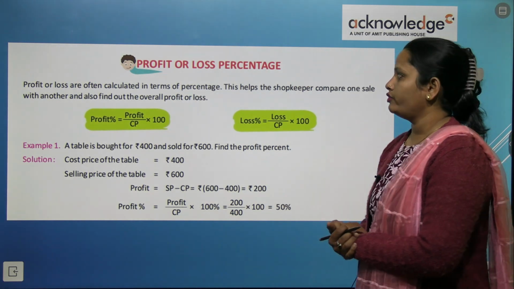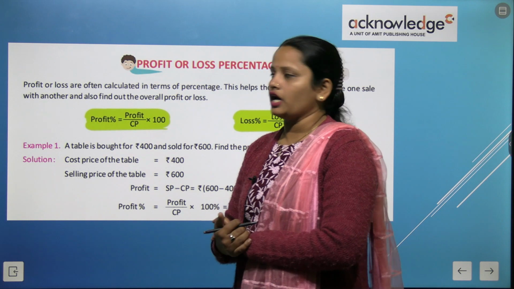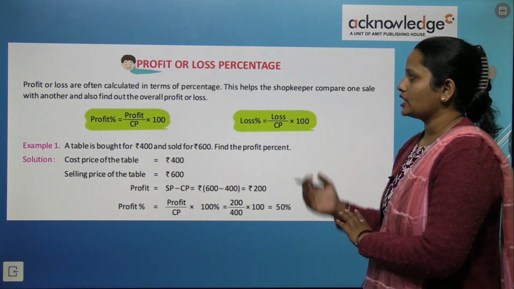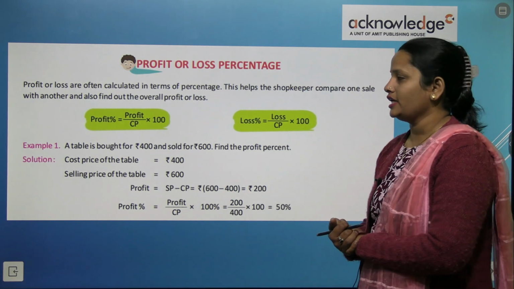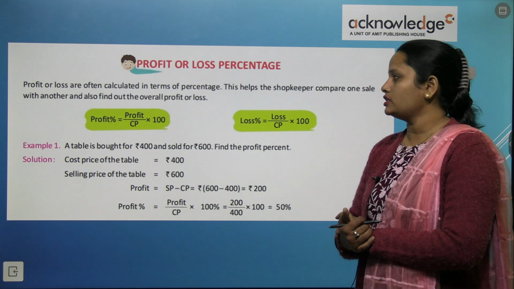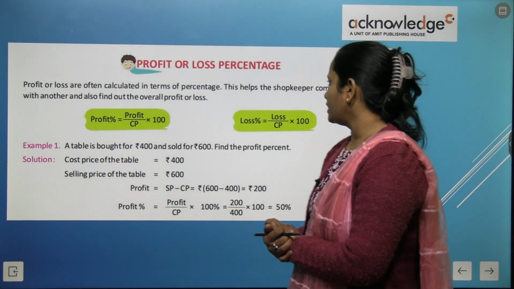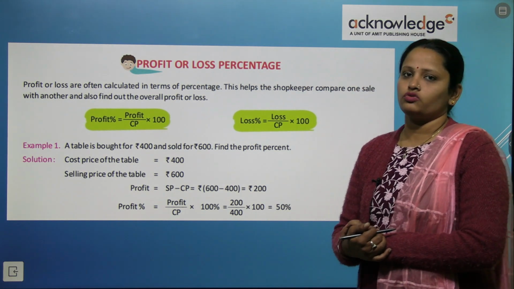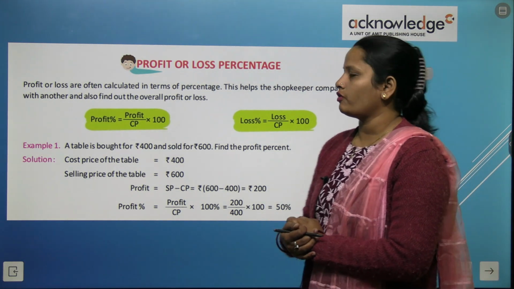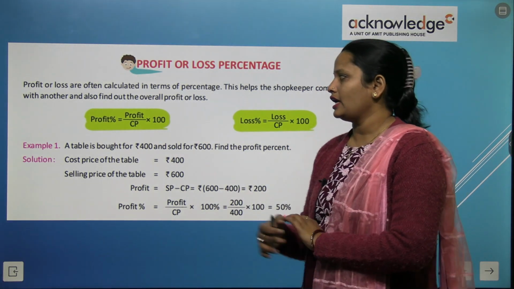Now let's learn profit or loss percentage. Profit or loss are often calculated in terms of percentage. ये जो profit और loss है इसे हम percentage की term में calculate करते हैं. This helps the shopkeeper compare one sale with another. ये क्या करता है? Help करता है shopkeeper को एक sale को दूसरे से compare करने में. And also find out the overall profit or loss. और ये हमें overall profit or loss को भी calculate करने में help करता है.